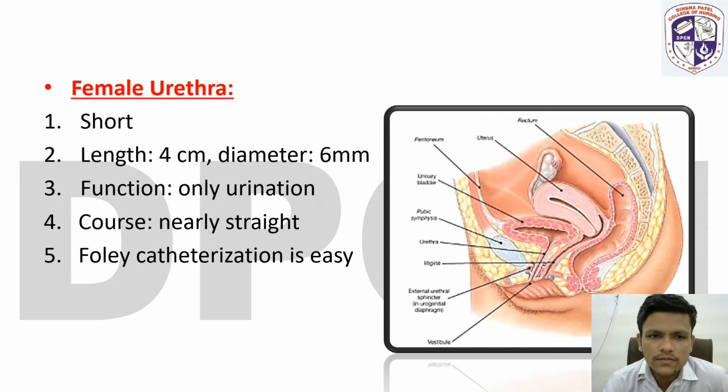Next, the female urethra. The female urethra is short, about 4 centimeters in length, and the diameter is 6 mm. The function of the female urethra is only urination. Fourth, the course is nearly straight. In the male urethra, the course is curved, and in the female urethra, it is nearly straight. Fifth, Foley catheterization is easy.